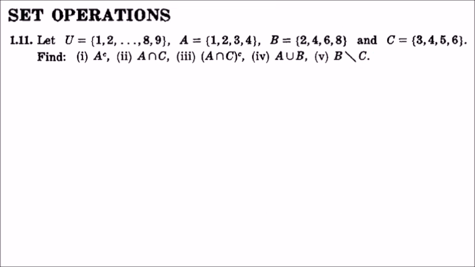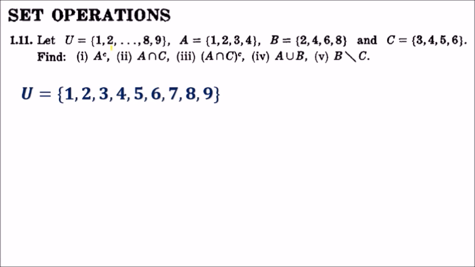Next set of problems, which is about the set operations. So let's start with problem 1.11. Let the set U equal 1, 2, 3, 4, 5, 6, 7, 8, 9; A equals 1, 2, 3, 4; B equals 2, 4, 6, 8; and C is equal to the set containing the elements 3, 4, 5, and 6. So we have to find number 1, the complement of A. Let's start with the set U: the set containing the elements 1, 2, 3, 4, 5, 6, 7, 8, and 9.